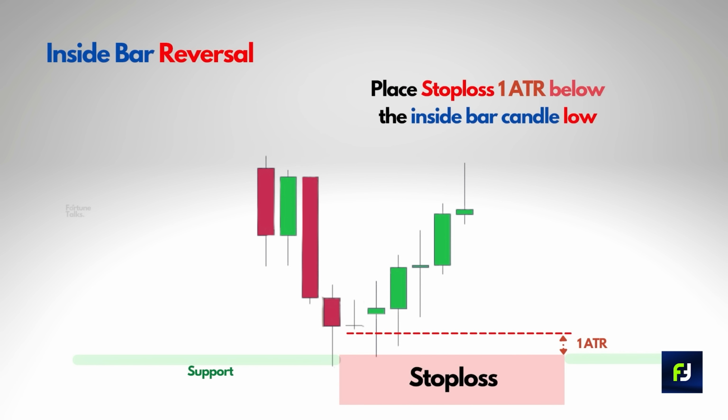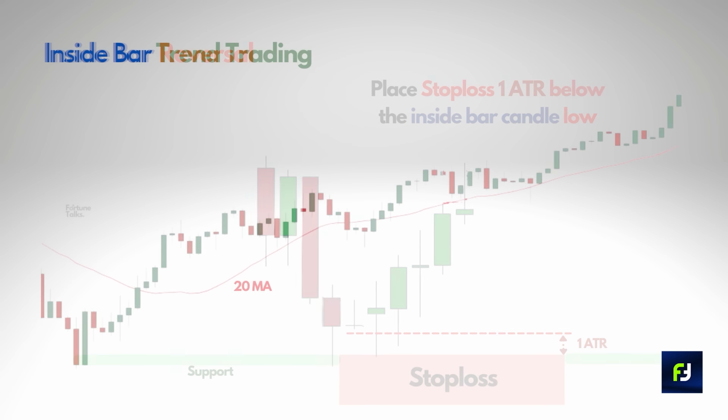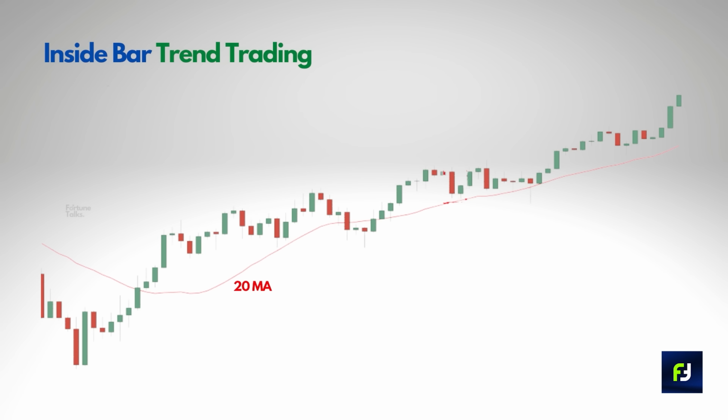So a better way to set your stop loss is using the ATR indicator. That is, you can place the stop loss 1 ATR below the low of the inside bar in case of long entry trades. This will ensure that your trade has more breathing room. If you want to know more about the ATR indicator, you can watch the video here. Now, I will talk about setting the targets at the end of this video after we have discussed the next strategy. The third strategy is catching the trend.